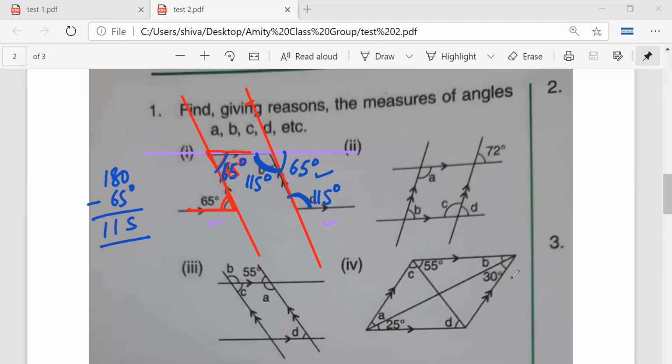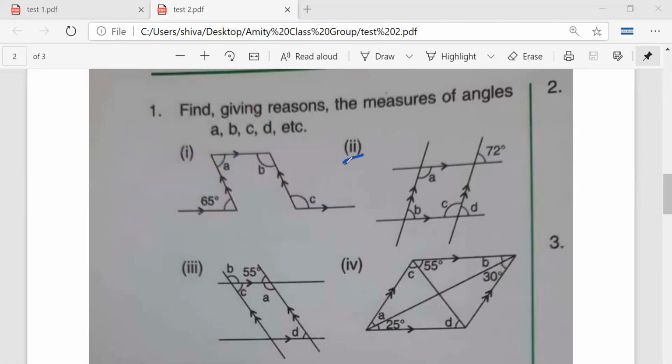No, sir. Okay. Mr. Sarthak, were you able to do part two? Yes, sir. Can you tell me how to do it? So 72 degrees is given on the right corner. So the angle in front of it will also be 72 degrees. So that makes a Z. So D will be 72 degrees. Shabash, very nice.